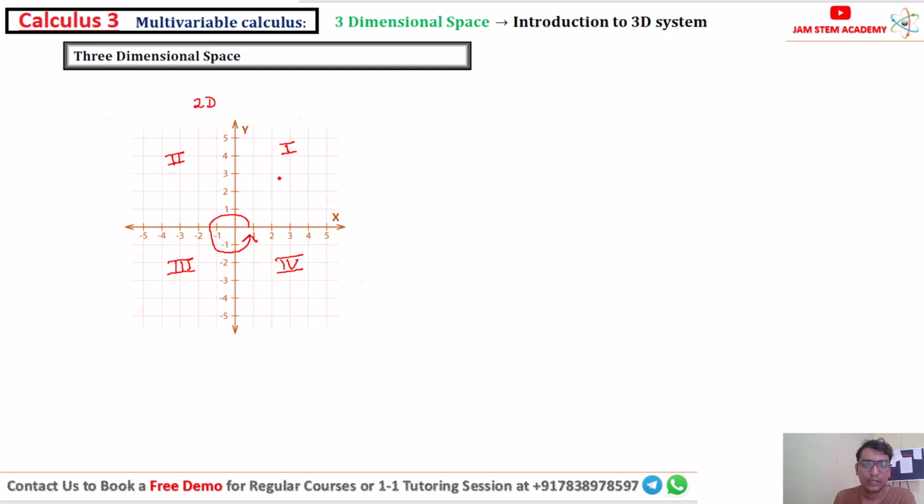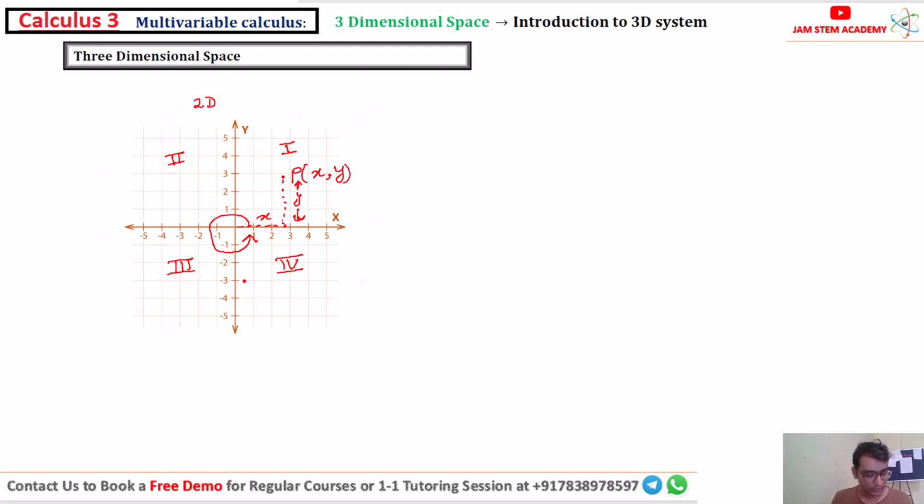Okay, if there is a point lying in any of these quadrants, that will have two coordinates. P is any point, having its coordinates as, let's say, x and y. So here what is x? X is the distance traveled along x direction, and y is the distance traveled along y direction, right? So this distance is actually x, and this height over here is actually y, right?